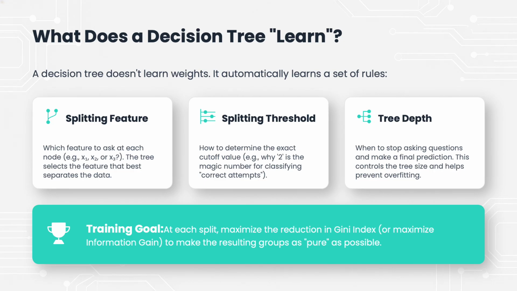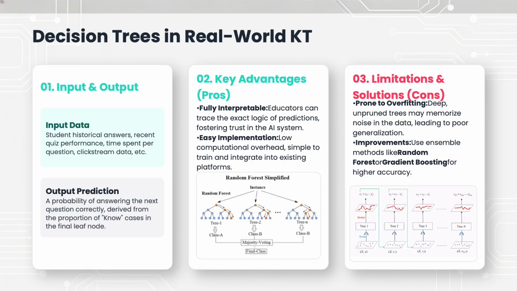The entire goal of training is to make the optimal choice at each step to maximize the purity of the resulting groups. In a real KT system, a decision tree would take in a rich set of student data as input, such as their history, performance, and time spent on tasks. Its output is a probability of success on the next question.